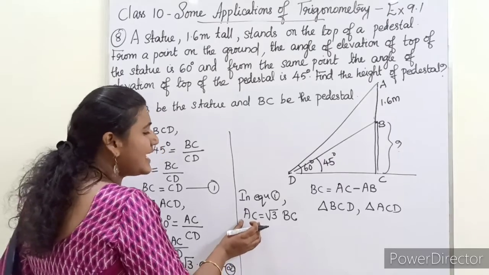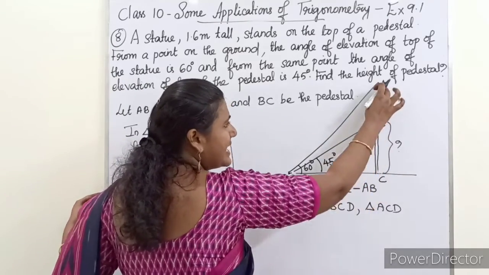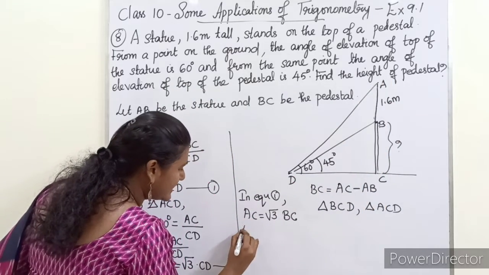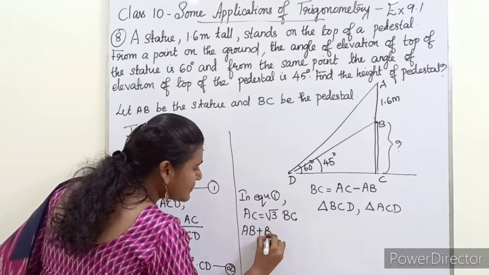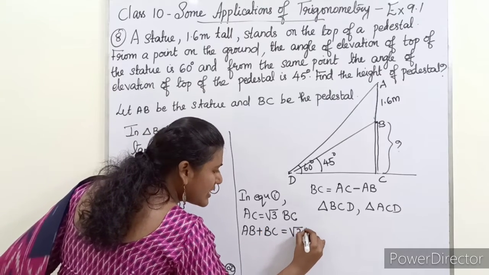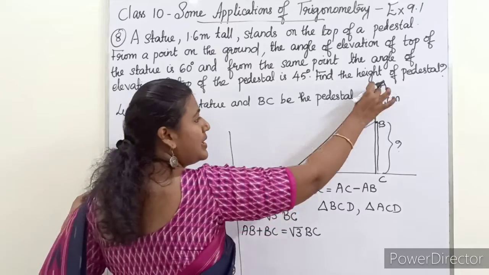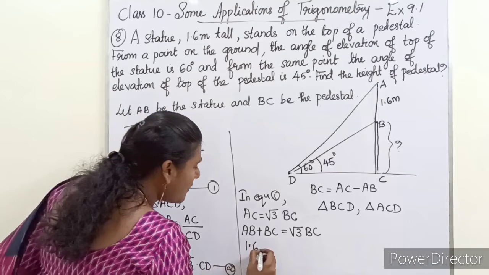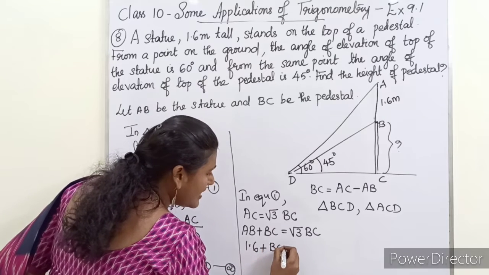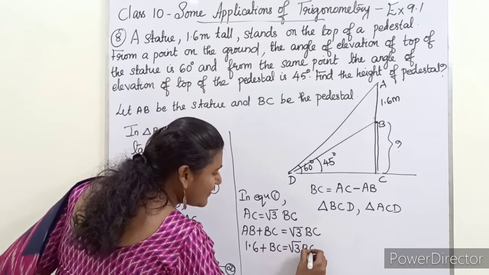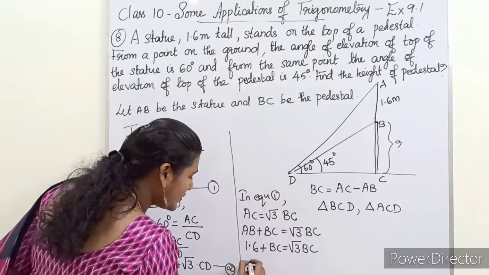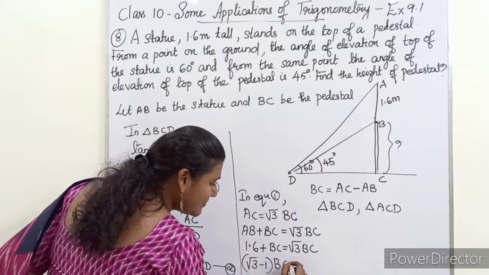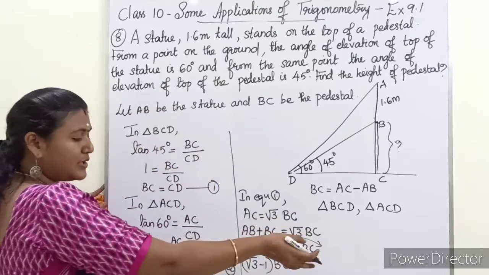Now AC, how will you write? AC, actually AC we can write AB plus BC. So in the place of AC, we will write AB plus BC is equal to root 3 BC. What is AB value? AB is the height of the statue, that is given as 1.6. So 1.6 plus BC is equal to root 3 BC. Now we will simplify this, BC and all, we will take to one side.